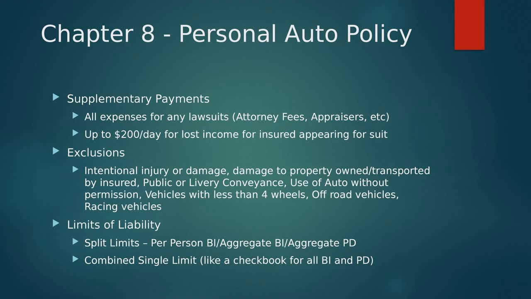Typically, the aggregate is going to be double the per person bodily injury amount. And then the third number is also in thousands. Again, this is the aggregate property damage that will be covered per accident on the plan.